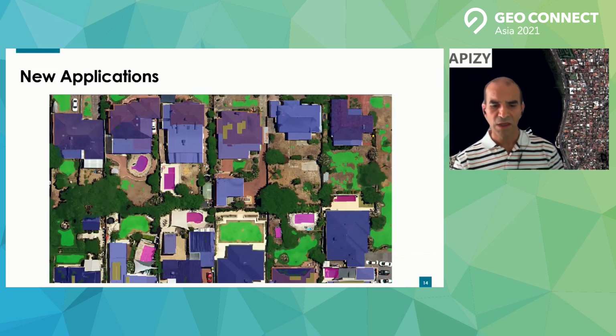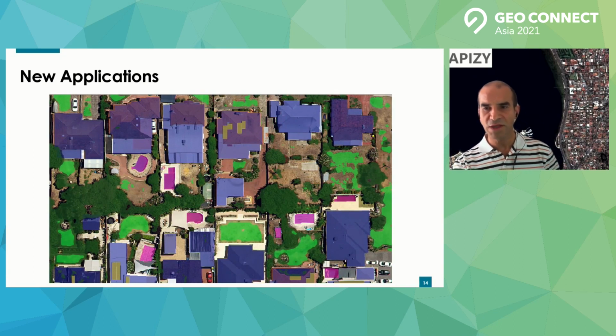That was the front end. Under the hood, you can see this is one example of the output that we generate using deep learning models. As you see here, solar panel, building footprint, for example, turf, trees, and also swimming pools. So all these features have been detected successfully.